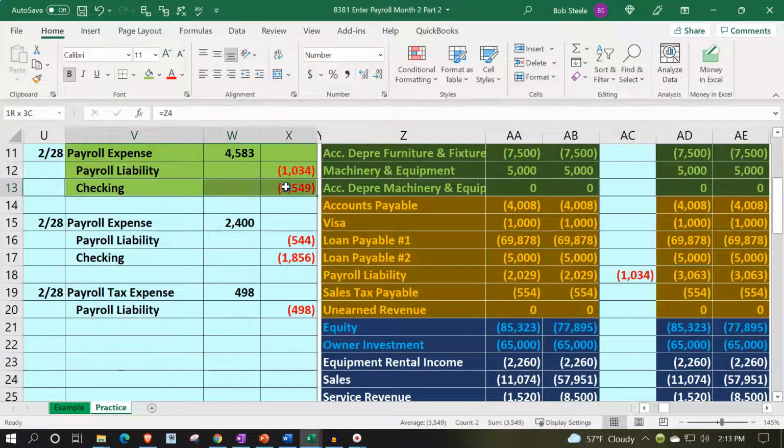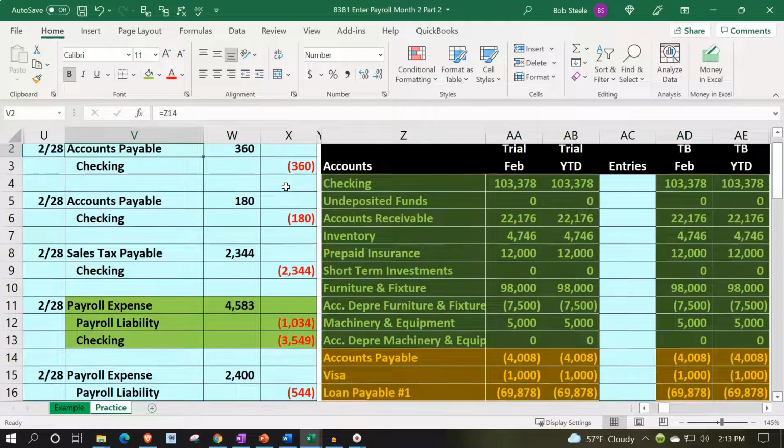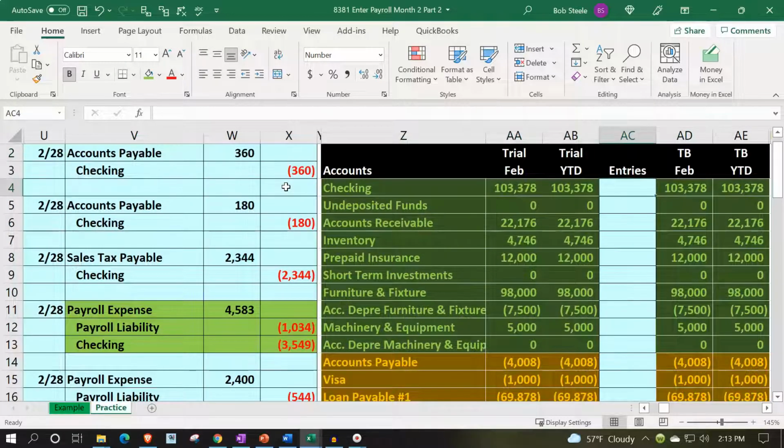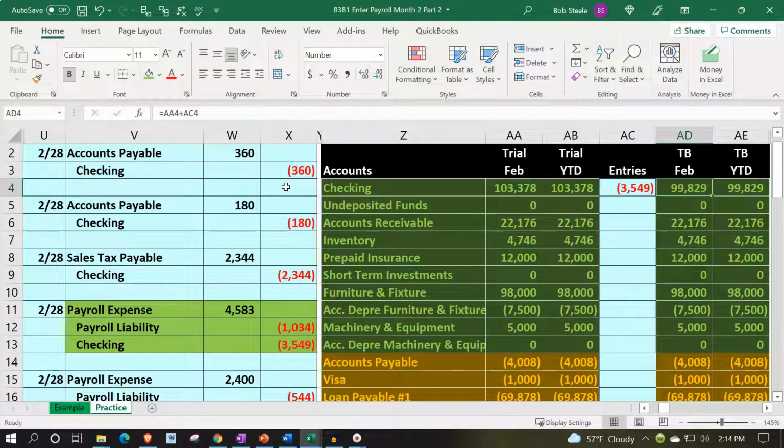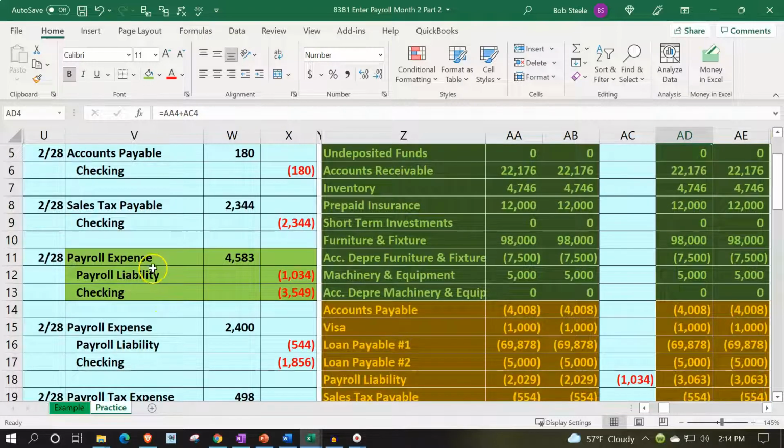And then the checking account up top, checking account is right there. So we're in the checking account in AC4 equals picking up that 3549, bringing the balance down to 99,829 for both the year to date and February. Let's do the next one.